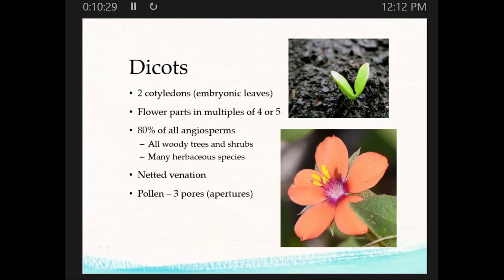Dicots also have that netted leaf vein pattern, where the veins run in all sorts of directions with respect to each other. And the pollen, when you look at it under the microscope, should have 3 pores or apertures. If that's the case, it's a dicot. Yes, you'd have to look under the microscope for sure.